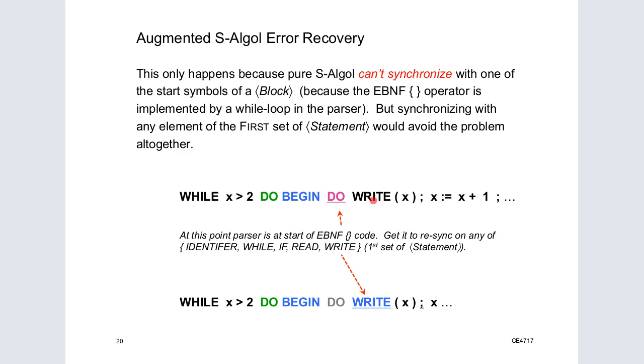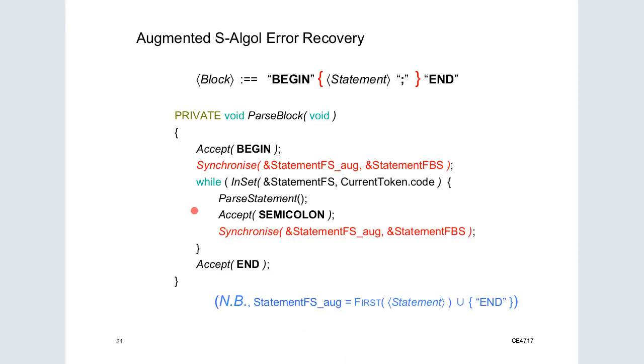And what have we got here? We've got a write, so we could synchronize on that. And then we'd have essentially fixed the problem for this case. And the idea here, with augmented S-algol error recovery, is to do exactly that. Look for important EBNF operators in your program that are responsible for potentially large amounts of source text and force resynchronization at those points. So you're getting a sort of Pascal-style resynchronization built into the program at the EBNF operators.